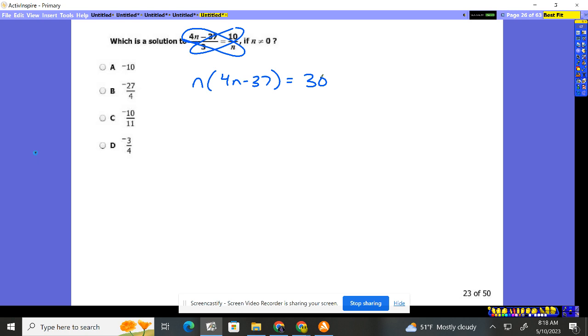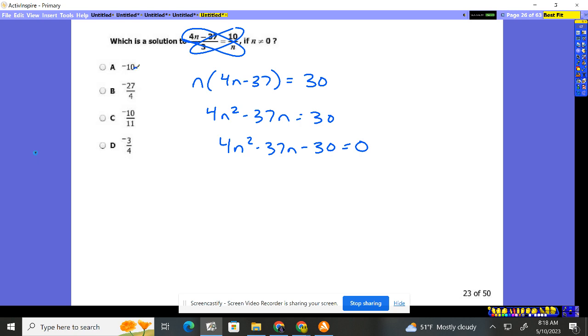I distribute here, I'm going to get 4n squared minus 37n equals 30. And then what am I going to do? I'm going to move my 30 over and set it equal to 0. Now, I could sit here and bust B and try to solve this. That's going to be a bit of a pain.